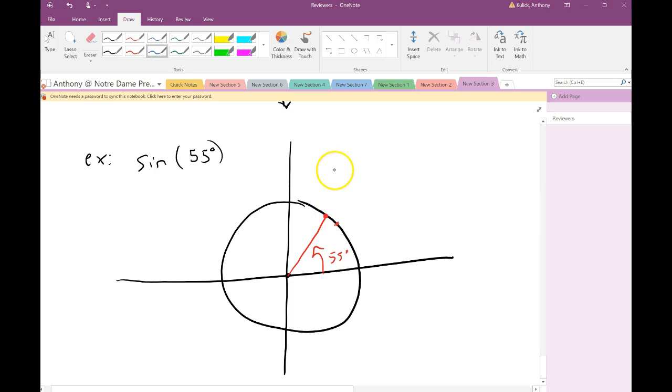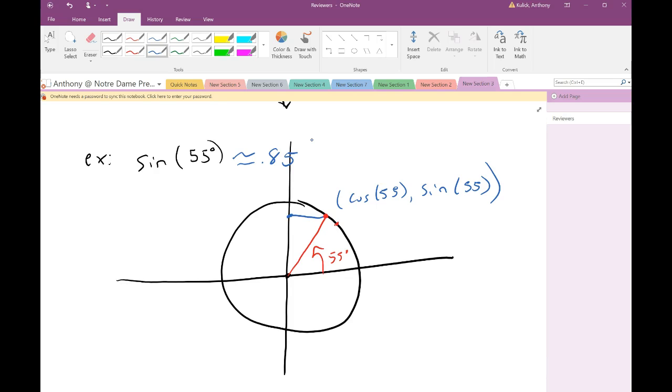So how can I find, say, sine of 55? Well, I know this is cosine of 55, comma, sine of 55. So I can just track this over and read it off here. So maybe this is about 0.85 or something. So if I had a super accurate or well-labeled XY axis and a well-labeled circle, I could use that to estimate values of sine, cosine, and tangent just by reading off a graph of the unit circle.